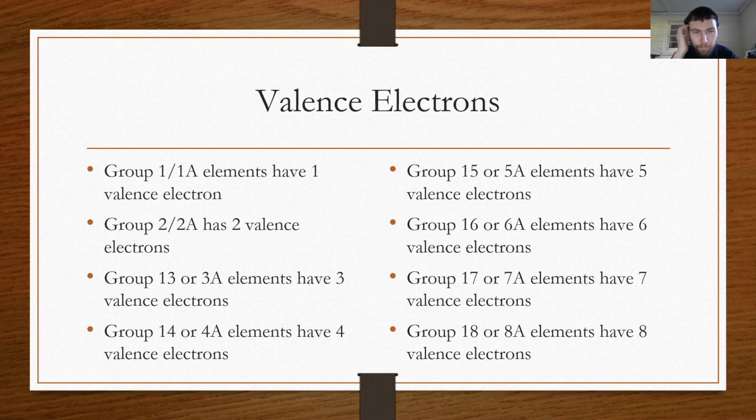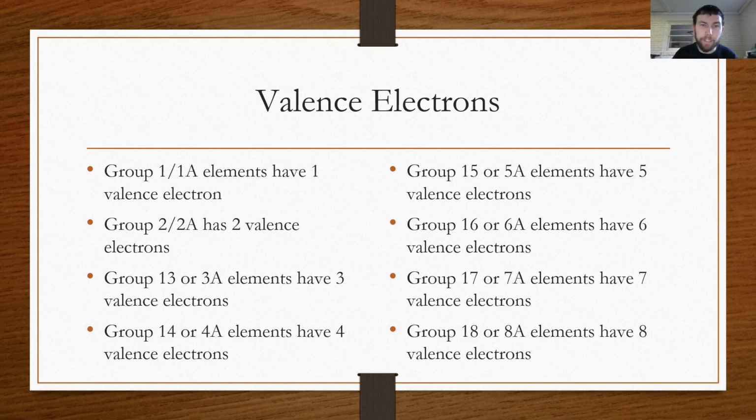Now, if you're wondering, the elements that are in the 3B to 12B groups all have the same number of valence electrons, which is 2, which matches up with the group 2 elements, right? So all of the transition metals have 2 valence electrons. Okay, so keep that in mind moving forward.